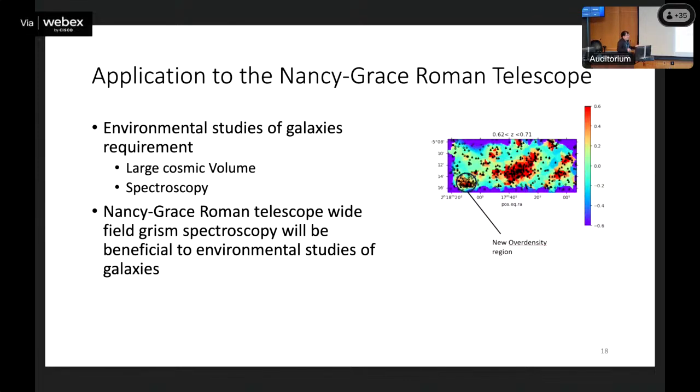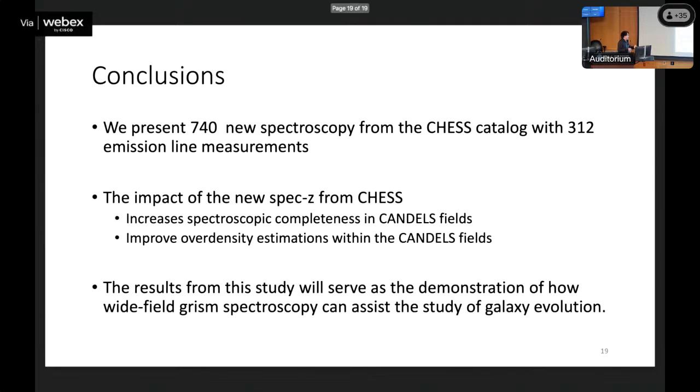In this presentation, I have only 10 minutes to present everything, but there's still a lot that I want to talk about. So please feel free to meet me after, during the break, and I can talk more about my research as well. But this is my conclusion. We present a lot more spectroscopy from the CHESS catalog and some density maps as well. So feel free to ask me any question. Thank you.